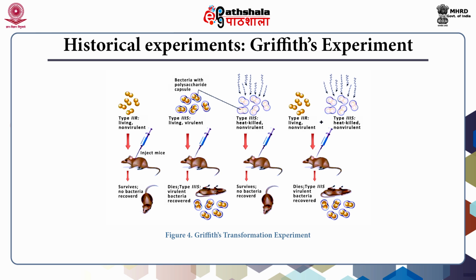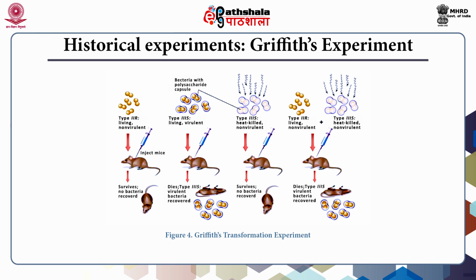The heat-killed cells of virulent S3 bacteria in panel 3 were also not able to cause pneumonia in mice, and thus the mice survived. He concluded that after heat treatment, the bacteria must be dead, due to which no infection occurred. In the last panel, you will see when Griffith injected a mixture of both heat-killed virulent S3 cells and live cells of non-virulent R2 into the mice, they suffered from pneumonia and died.